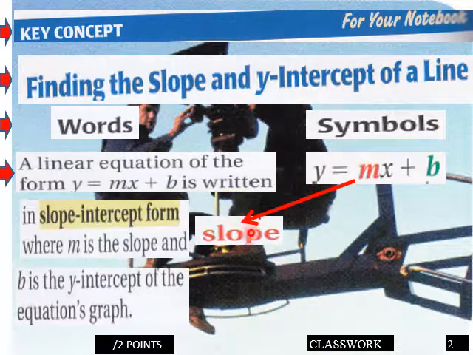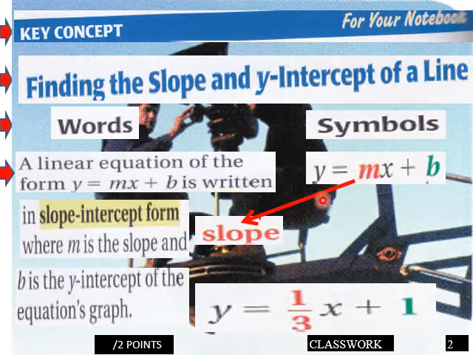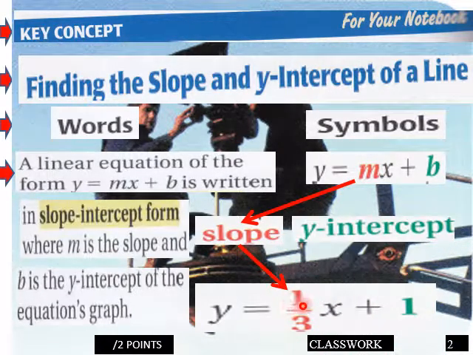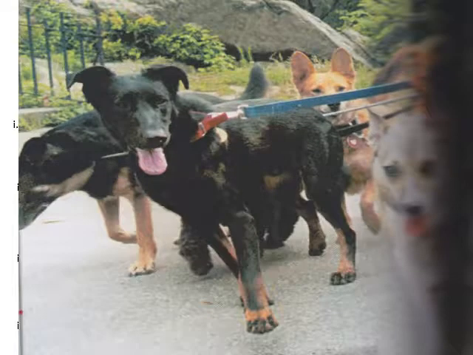Y equals mx plus b, slope would equal m. And then y equals 1/3 x plus 1. There's your slope here, it would be 1/3. And then your y-intercept would be here. The 1 would be your y-intercept.